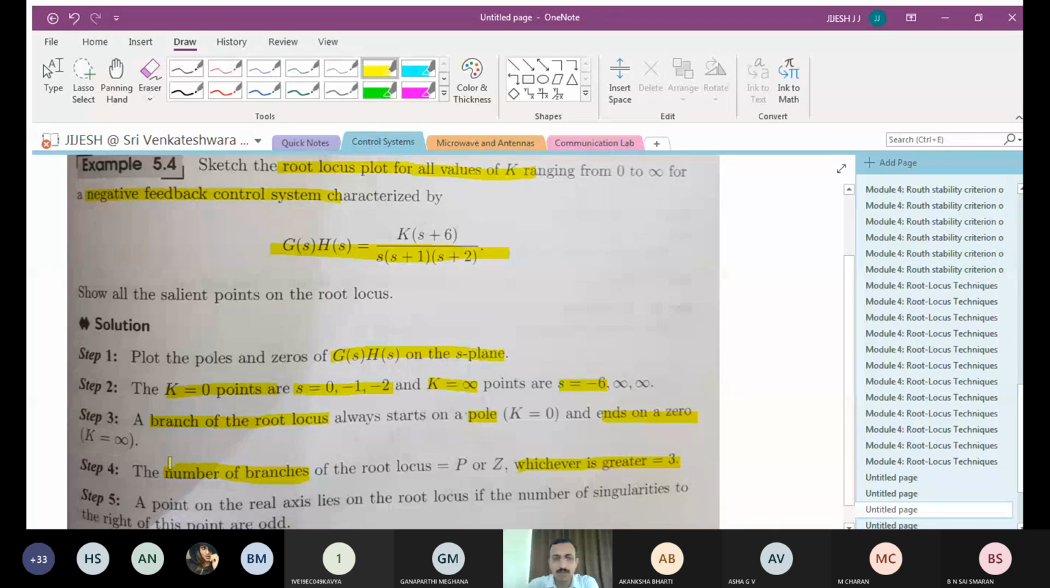So you understood steps 1, 2, 3 and 4. You can go with step number 5. We understood that there are 3 poles and 1 zero. We also understood that the branches of the root locus start on a pole and end on a 0. The number of branches is identified by seeing the number of poles and number of zeros, whichever is greater. Here the number of poles is greater, so we took it as 3. The number of branches is 3.